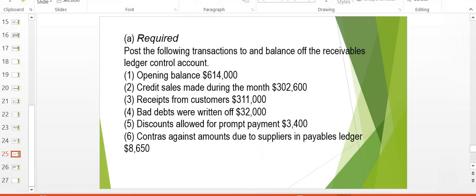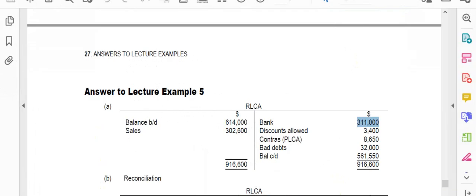Bad debts were written off. When you're owed, it's a debit balance. If you decide to forgive your customer, maybe you've got no choice anyway, you have to write off that amount to show that your receivables have reduced by the bad debt, which of course is an expense on your side in the income statement. So the bad debts of 32,000 will be credited to the receivable ledger account.